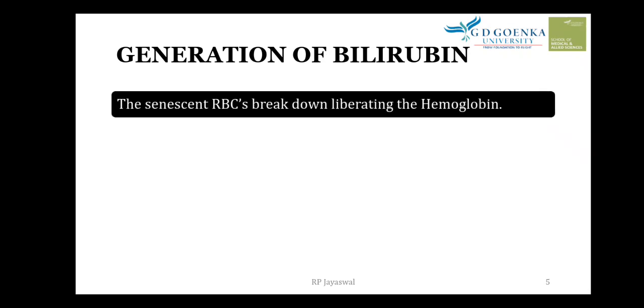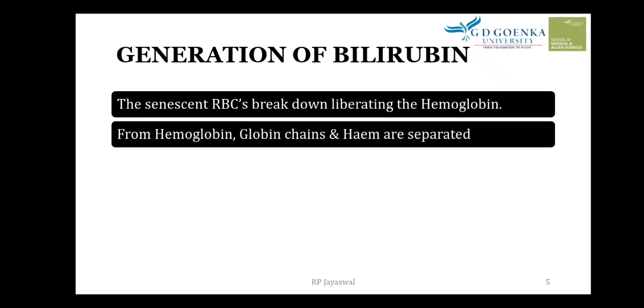Let's know how bilirubin is generated. The senescent RBCs break down, liberating hemoglobin. This is the first step in bilirubin metabolism. Senescent RBC means the old RBC is broken down, which releases its hemoglobin. From hemoglobin, globin chains and heme are separated. There are two components of hemoglobin, heme and globin, and the globin chains are separated from the heme.